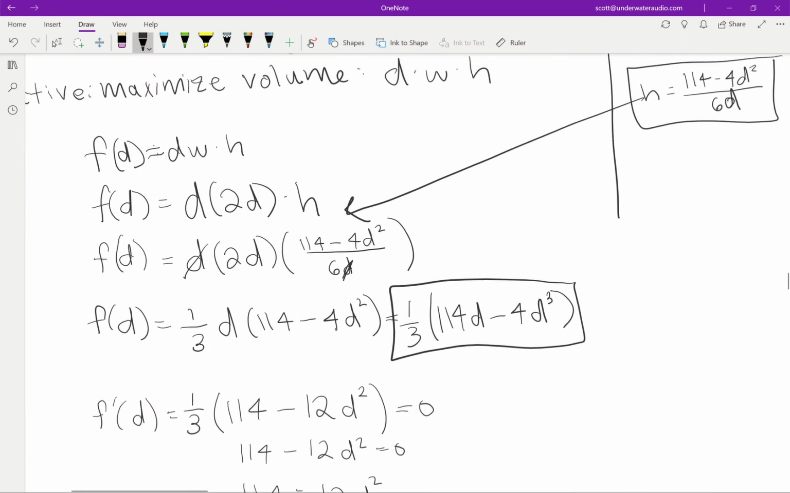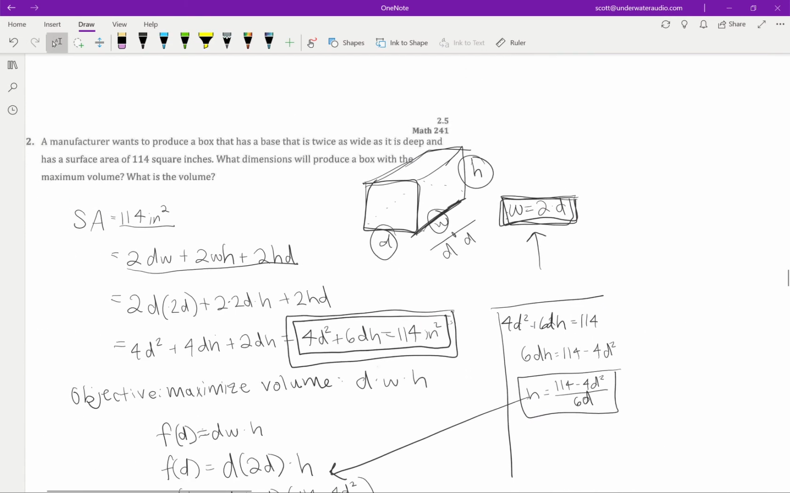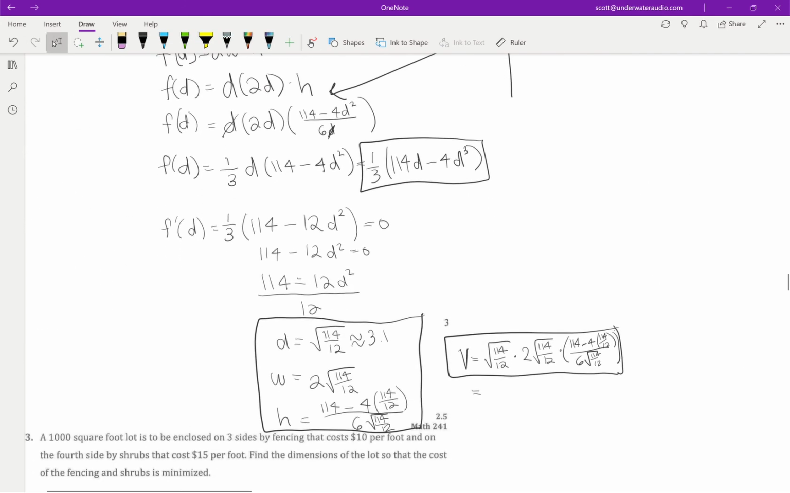Let's see, what were the units? Square inches. Okay, so everything here, these are inches, and this would be inches cubed.